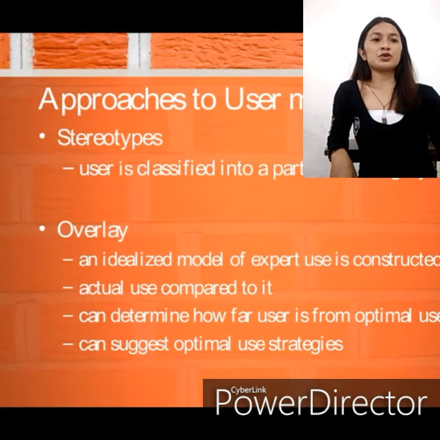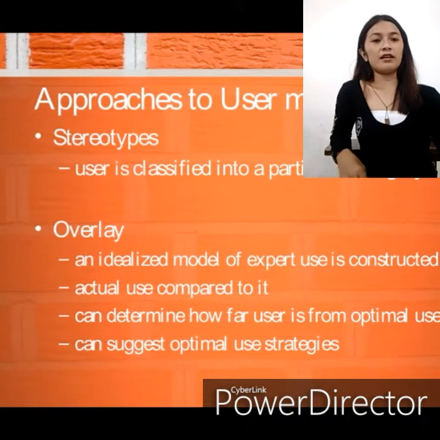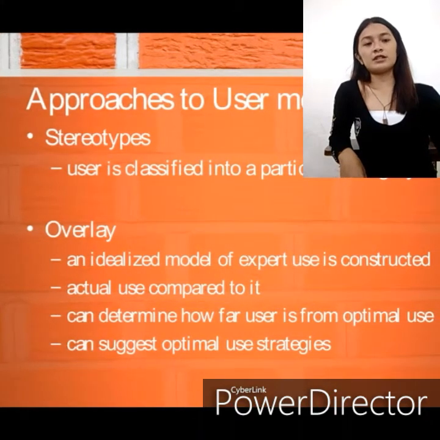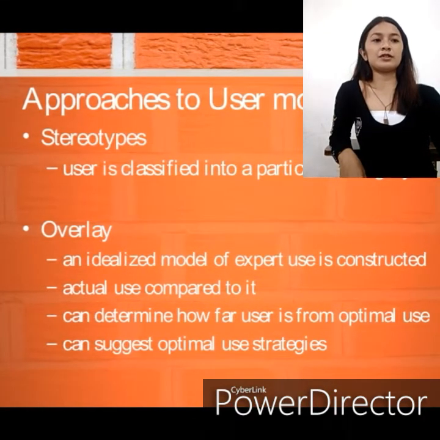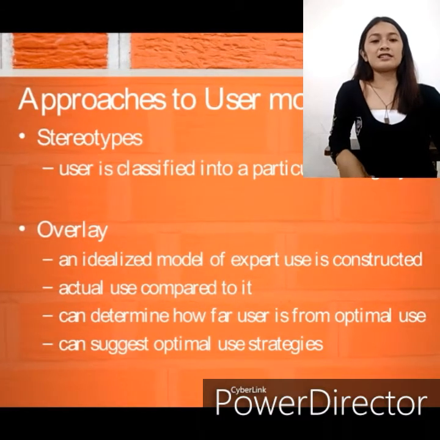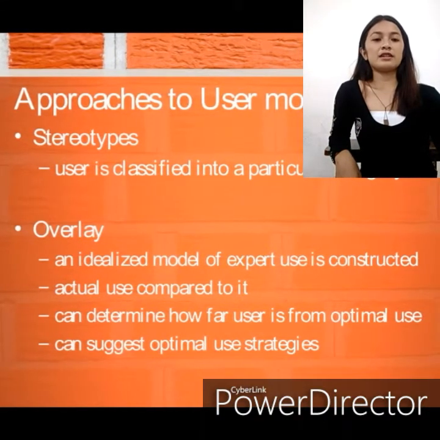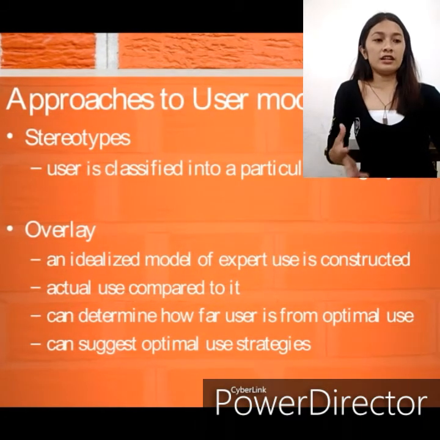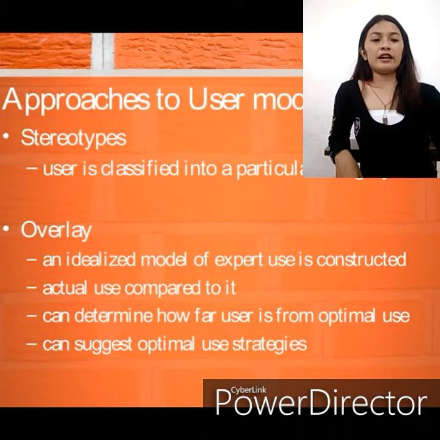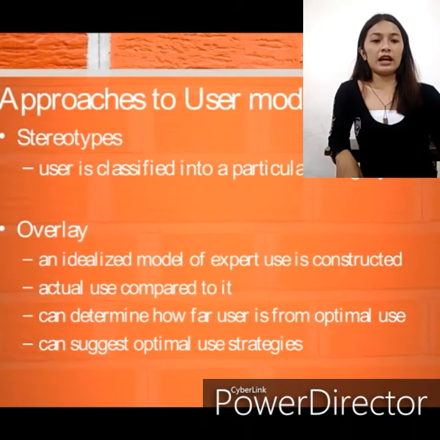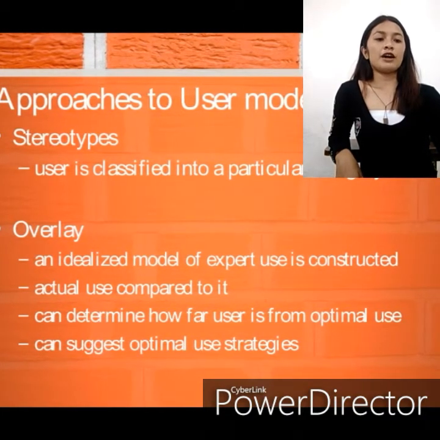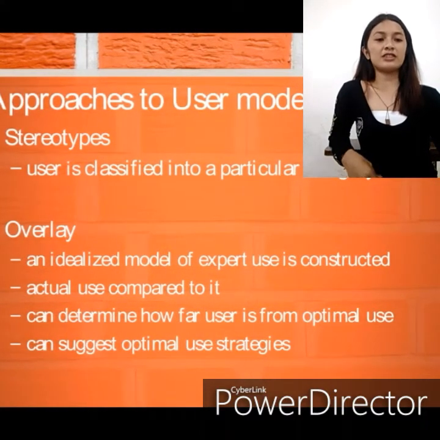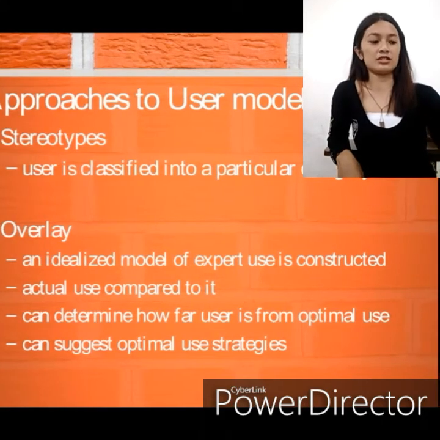For approaches to user modeling, there are two subtypes. First is stereotypes, meaning the user is classified into a particular category. Second is overlay. Overlay means an idealized model of expert use is constructed. Then actual use is compared to it to determine how far the user is from optimal use. It can also suggest optimal use strategies.